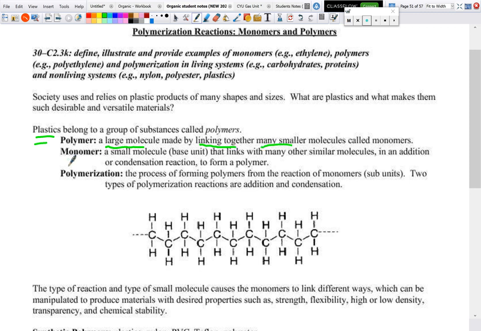So our next definition is a monomer. Just remember, mono always means one, poly always means many. So a monomer is a small molecule, we call this the base unit, that links with many other similar molecules in addition or condensation reactions. So there's two different types we're going to be looking at. Polymerization is just the reaction that forms them.